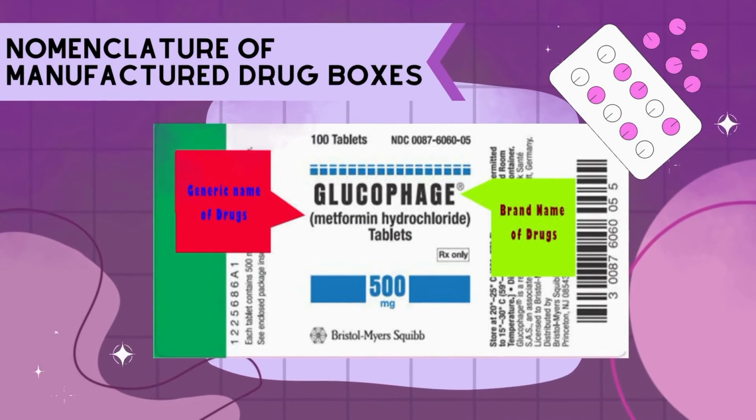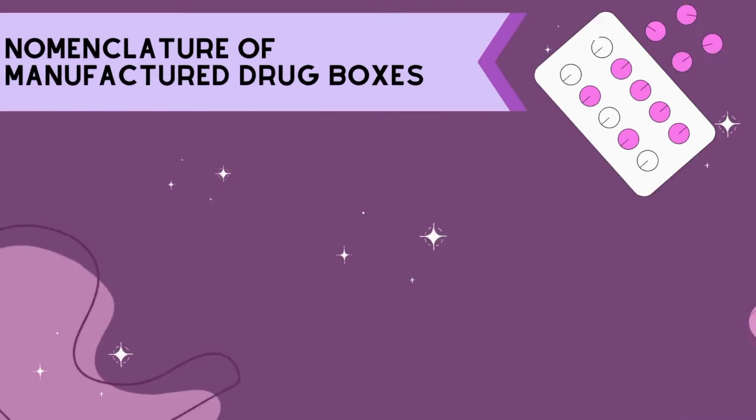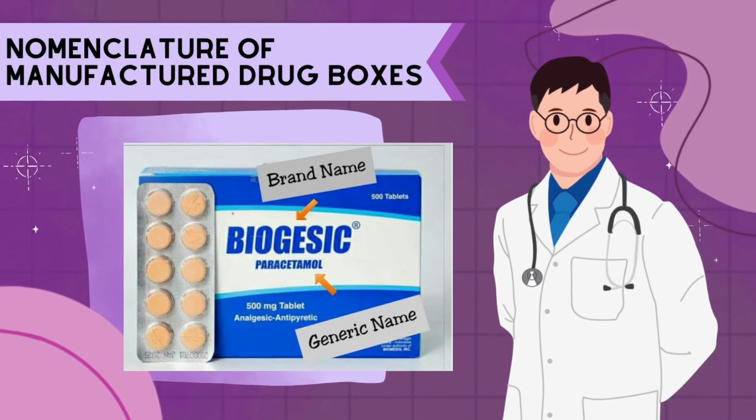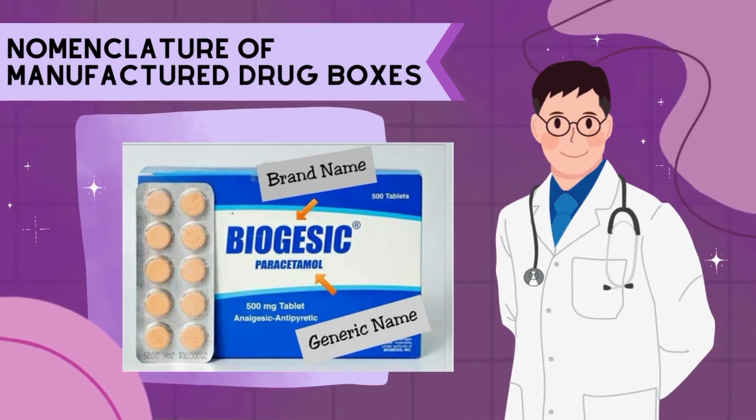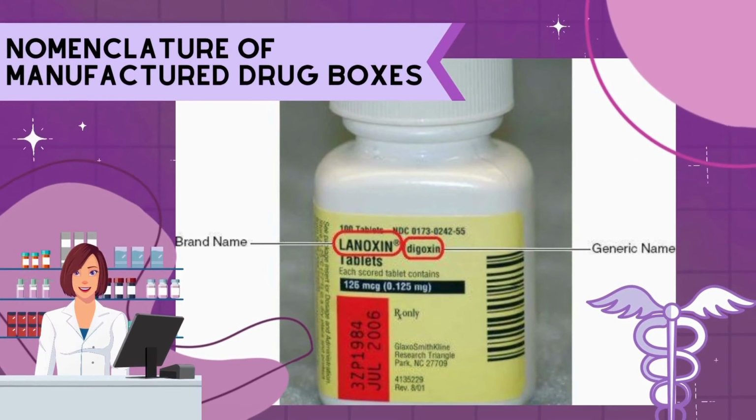So this is an example of the nomenclature on manufactured drug boxes. For the generic name of the drug, it is called metformin hydrochloride, and the brand name is Glucophage. For this one, the brand name is Biogesic and the generic name is paracetamol. For our last example, we have Planoxine as the brand name and digoxin as the generic name.